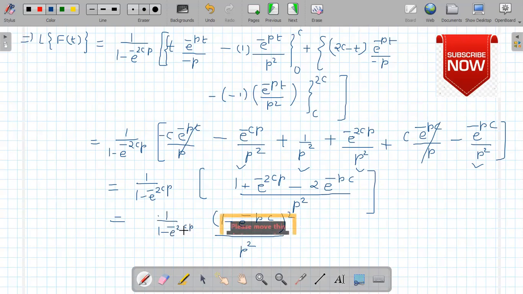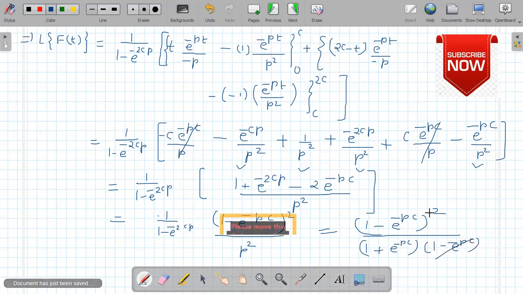Now this term can be written with the help of a square minus b square. It is a plus b into a minus b. So 1 plus e to the power minus pc and 1 minus e to the power minus pc. That will cancel one of the powers of this expression.